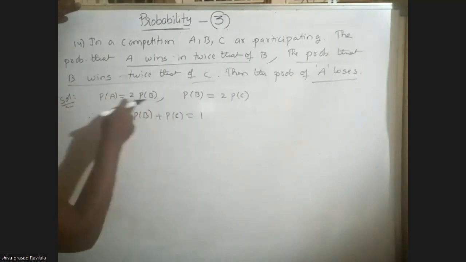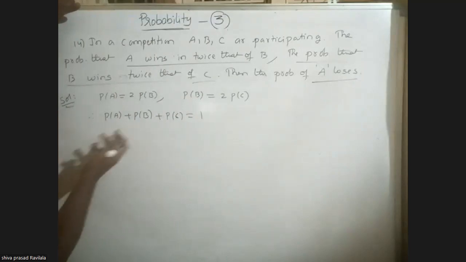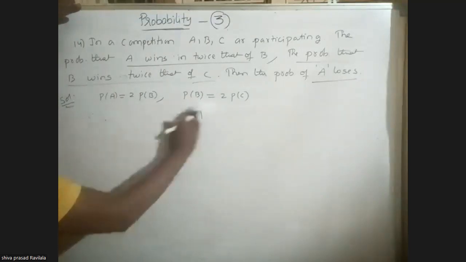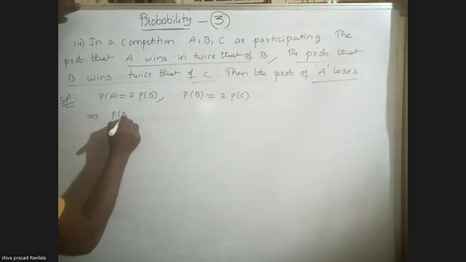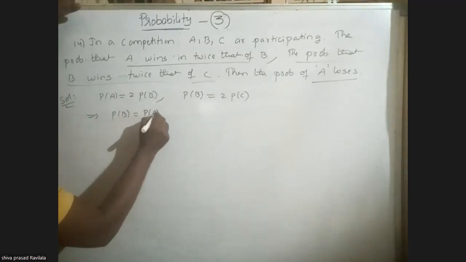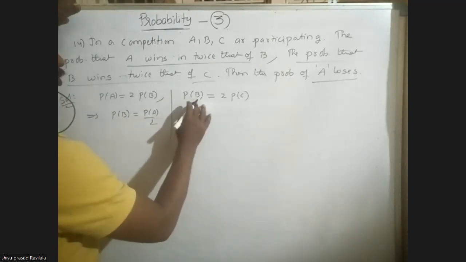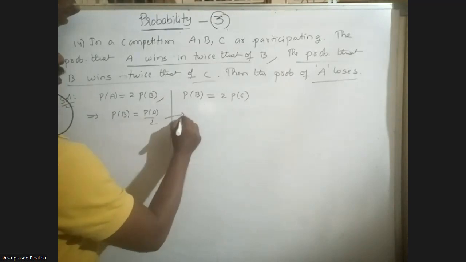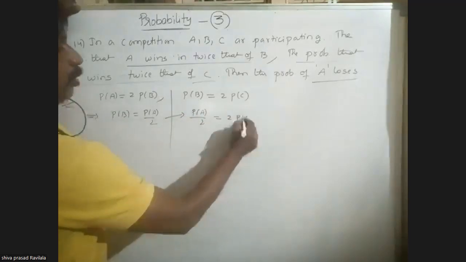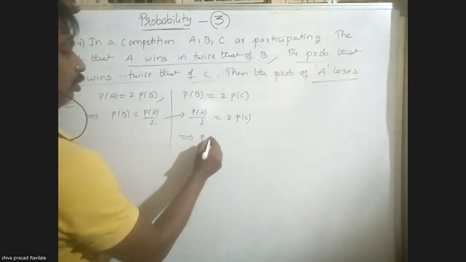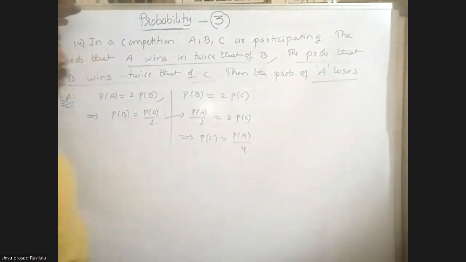In place of probability of B, write down probability of A by 2. Here probability of B is equal to probability of A by 2. Next, from this, probability of A by 2 is equal to 2 into probability of C. With this, probability of C is equal to probability of A by 4.